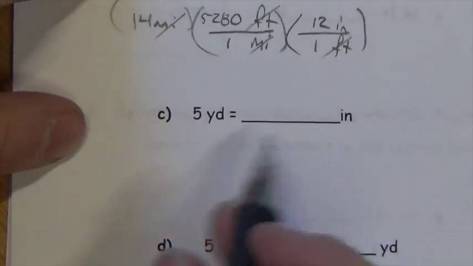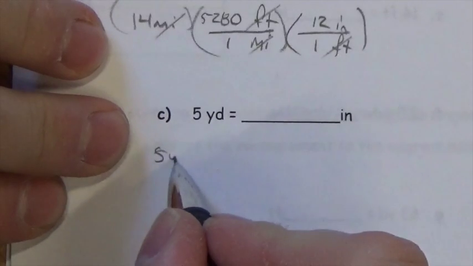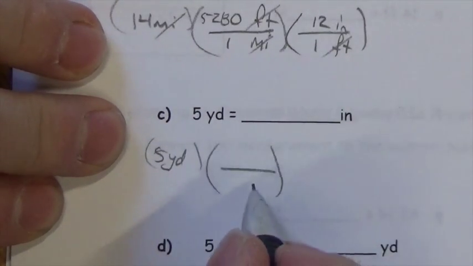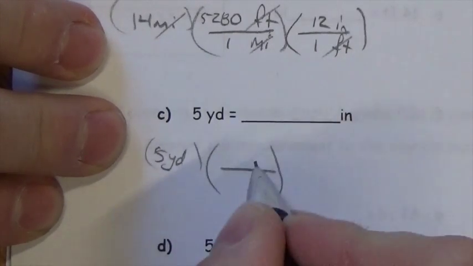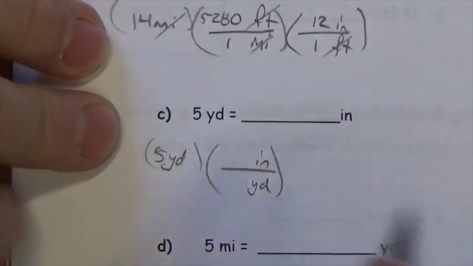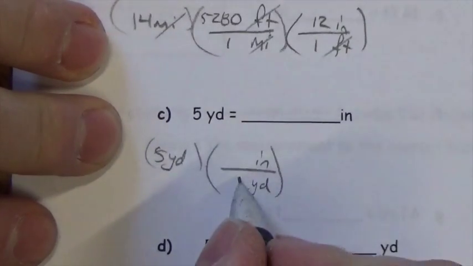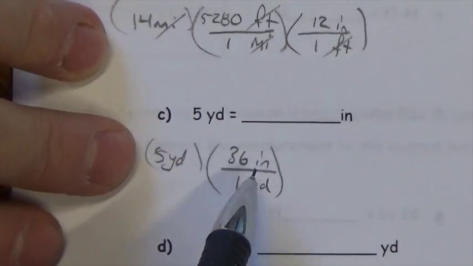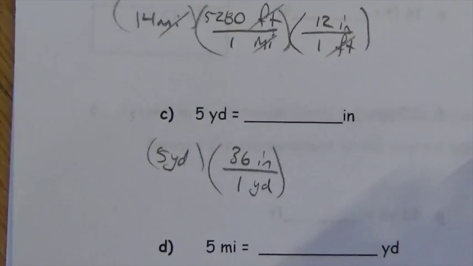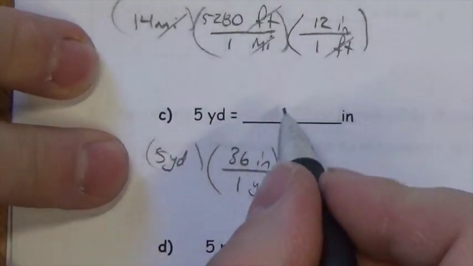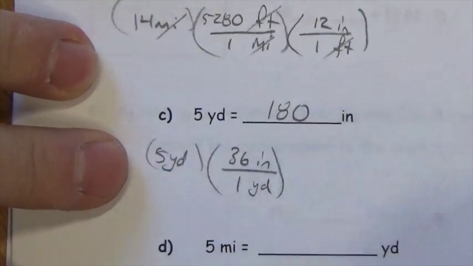Okay, now let's convert yards to inches. 5 yards. So what I need is some sort of conversion factor between yards and inches. I want yards in the denominator so it cancels and I'm left with inches in the numerator. And I know, because I saw this just on the other sheet here, that 1 yard is 36 inches. Okay, so when I multiply this out, again, my number is going to get bigger, but that's okay because my units got smaller. And 5 times 36 is going to be 180. So 5 yards is 180 inches.